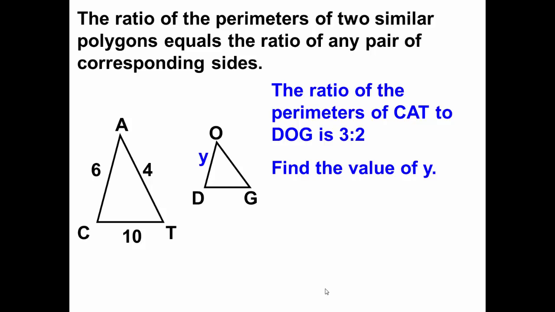They list cat first and dog second, so that 3 in the ratio of 3 to 2 goes with cat, and the 2 goes with dog. So we're going to have to be consistent and go cat, dog, cat, dog. So 3 over 2 needs to match up with 6 over y. 6 and y correspond, but they had to come from the same triangles. Now cross multiply and solve.